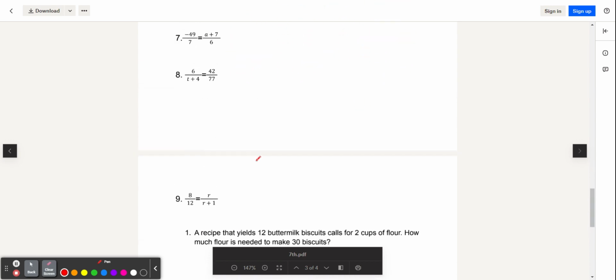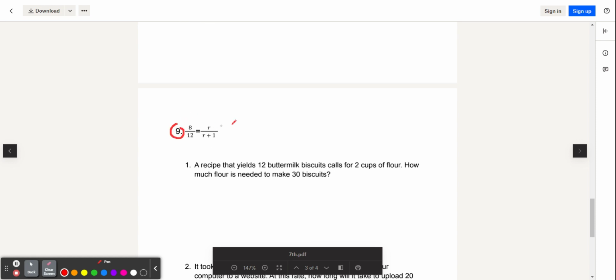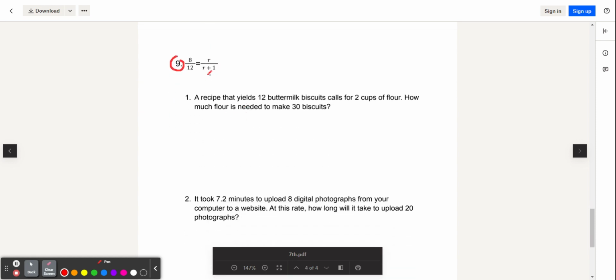Let's try the last one here, number 9, because you'll note that this one has two terms, r as well as r plus 1. 8 over 12, we know that that's simplifiable. In fact, it just turns into 2 over 3. And then now we can cross multiply. r and 3 is 3r. And then here we have 2 times the quantity r plus 1. We distribute to get 3r equals 2r plus 2. Subtract 2r from both sides to get r equals 2. And that is our final answer.